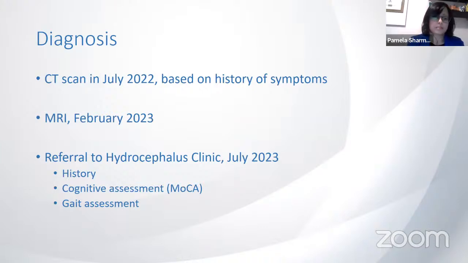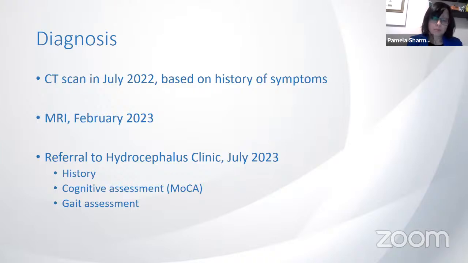Based on her initial symptoms, Jane's primary physician had sent her for a CT scan in July of 2022, and this scan revealed ventriculomegaly. Jane chose to expedite her own MRI by paying for a private scan while she waited for her referral for the hydrocephalus clinic. This occurred in February of 2023. She was able to visit the clinic in July of this year, where we obtained a thorough history and conducted a cognitive screening, which demonstrated short-term and moderate-term memory was being affected.